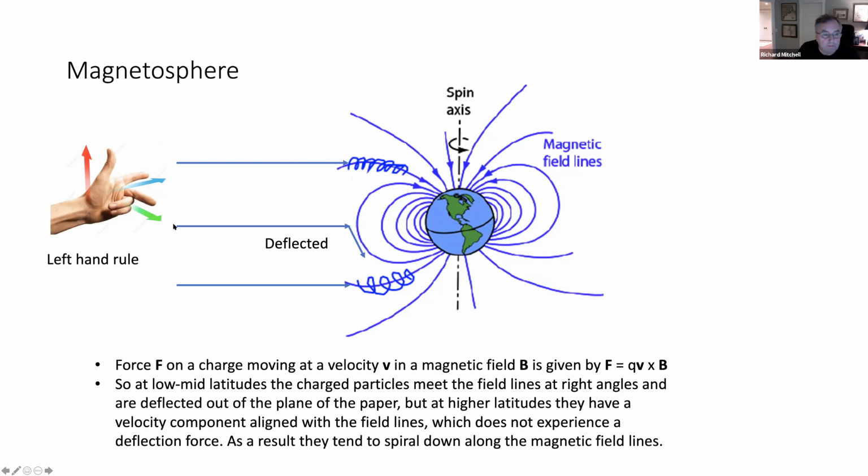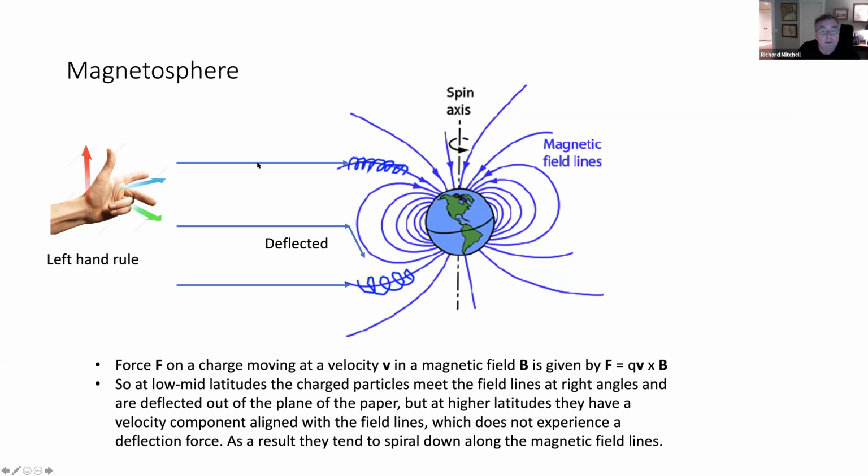So what happens is when an electron comes along here in the solar wind and hits the magnetic field lines that are at this point essentially parallel to the Earth's surface, it gets directed out of the plane of the paper.